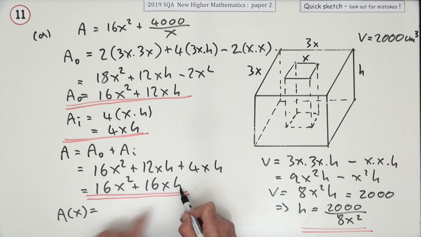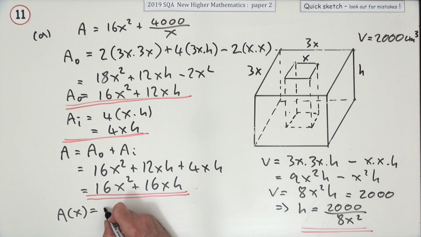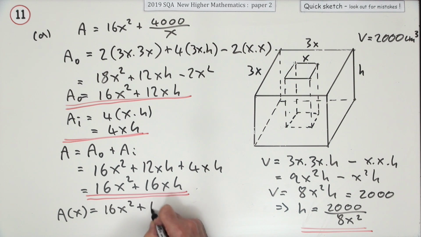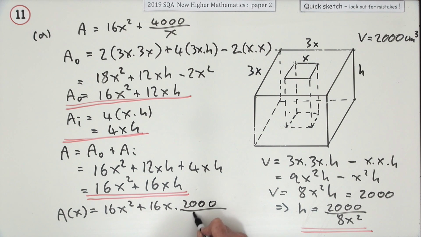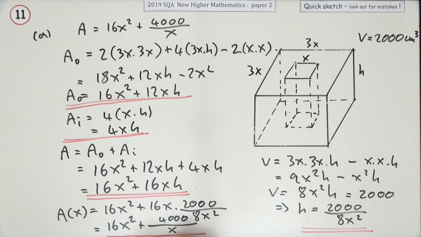So A of x will be, now I can replace that h with this h. So you've got 16x squared plus 16x times, and h is 2000 over 8x squared. Only just going to make it here. That knocks that 8 down to a 2, makes that a 4000. This has been left alone, so it can happily just sit there. So that becomes 4000. 8 into 16 is 2. 2 times 2000 is 4000. That x knocks out one of those x's, just leaving an x underneath. And there you are. You've got yourself 3 marks.